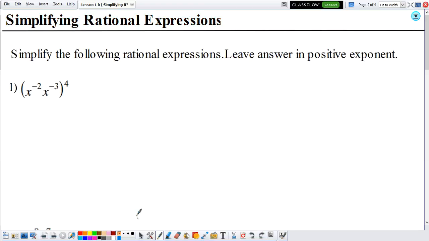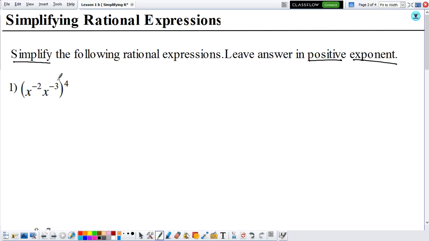Now, here's some examples here. First, let's concentrate on examples that are not really in fraction form. Now, the first example here is that we need to simplify the following rational expressions, which you will see on the next problems. And always remember to leave your answers with positive exponents. Okay, so let's remember some rules of exponents here.